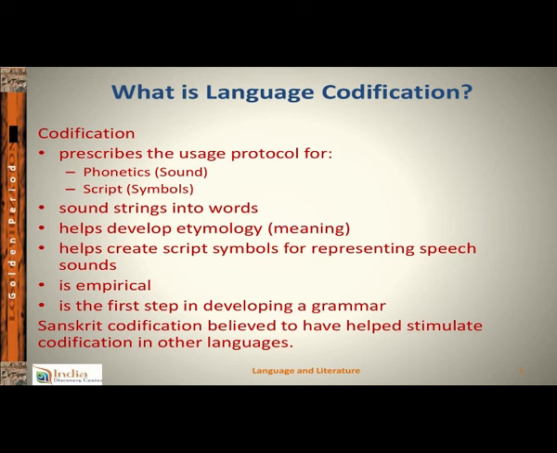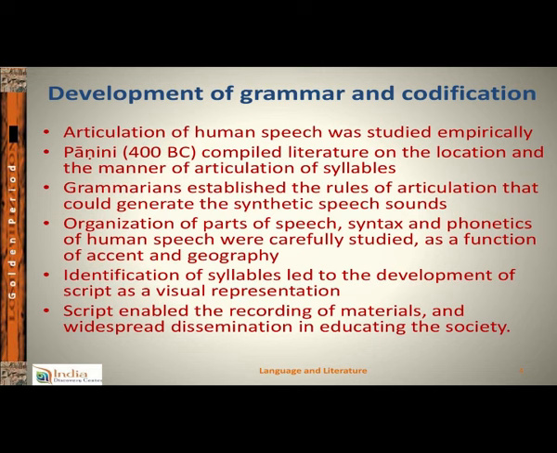This entire process was empirical, of course, and it was the first step in developing grammar. In the Vedic period, around 400 BC, a Sanskrit codification was finally developed, based on a variety of other people's work as well. We believe this helped stimulate the codification of other languages in India at that time. In the development of grammar and codification, the articulation of human speech was studied empirically.